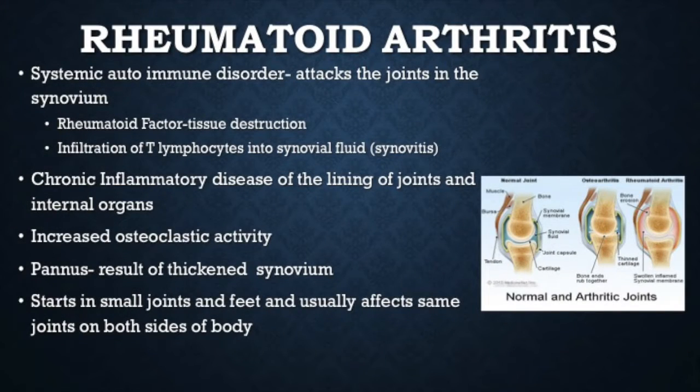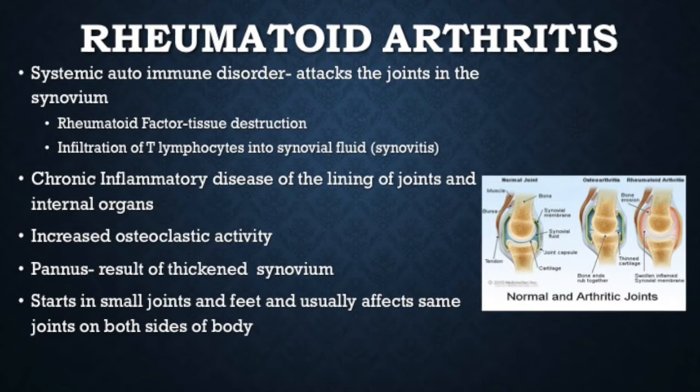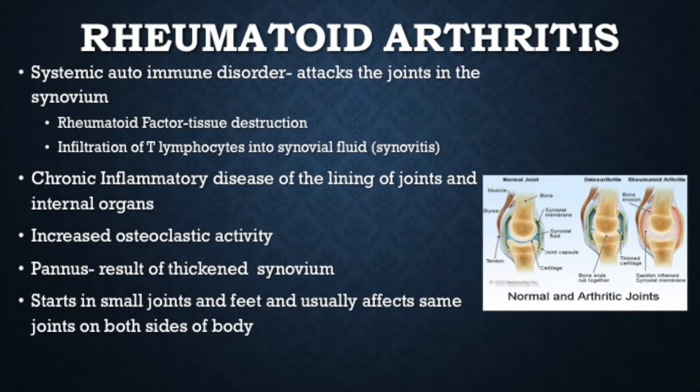Today we are talking about rheumatoid arthritis. So what is rheumatoid arthritis? It is a systemic, which means it goes throughout the body, autoimmune disorder. It attacks the joints in the synovium.